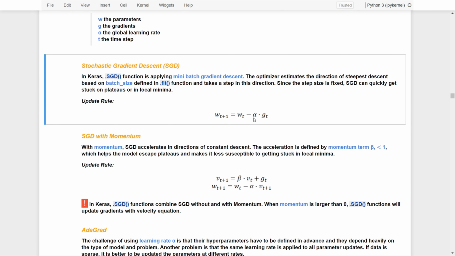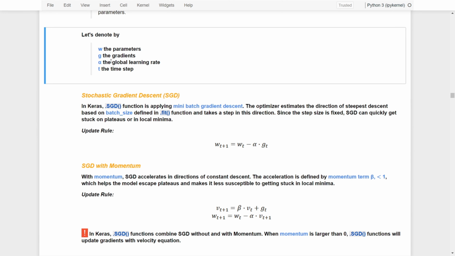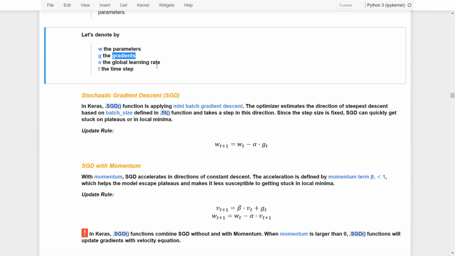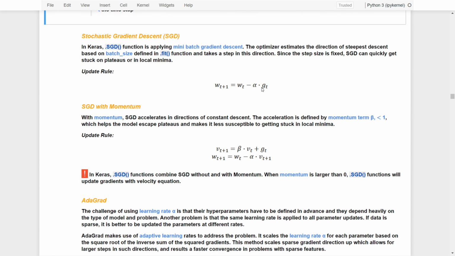In this update rule, you can see that we simply use the global learning rate, alpha, times the gradient to control how much we would like to update the parameter. Just like what I mentioned, with this alpha and gradient, the step size is fixed. Therefore, it's very easy for it to get stuck on a plateau or local minima.